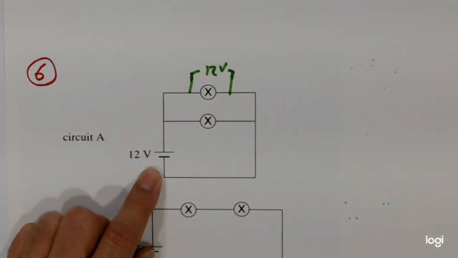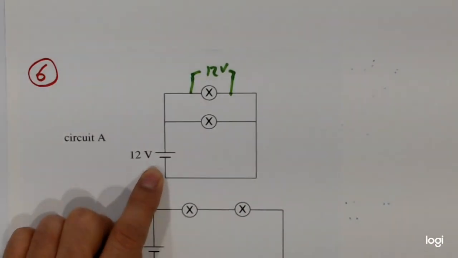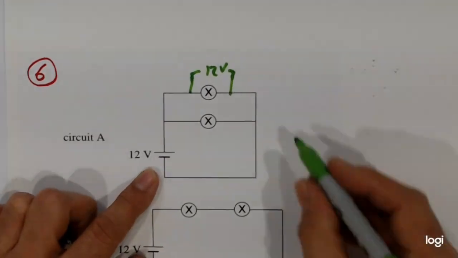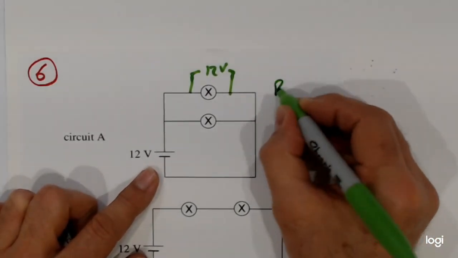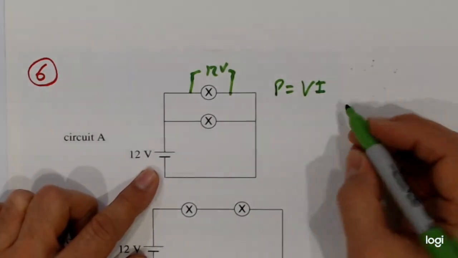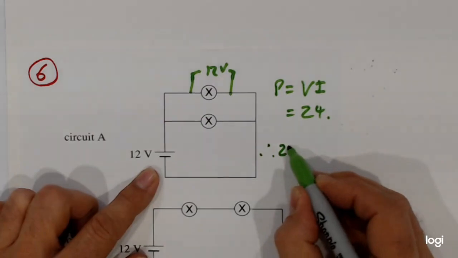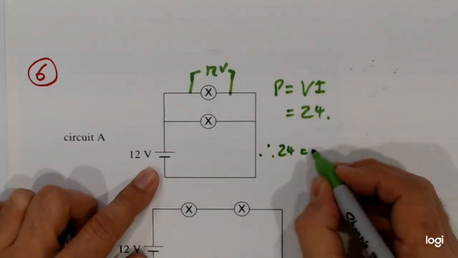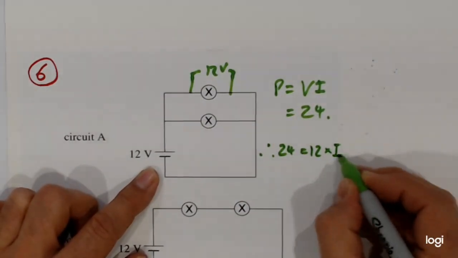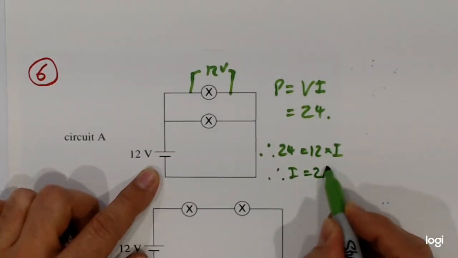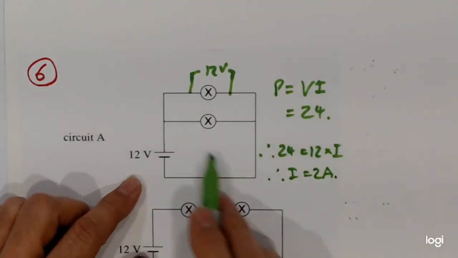Across either of them. Right? Now it said the power of each light is rated at 24 watts. So for each light, power equals VI, which equals 24. So therefore, 24 equals 12 times I. That's got to be 2. The current going through each of those lights in this circuit would be 2 amps.